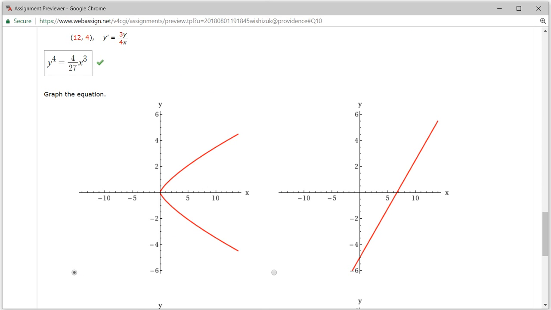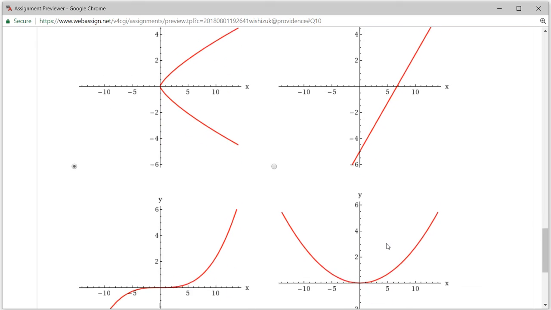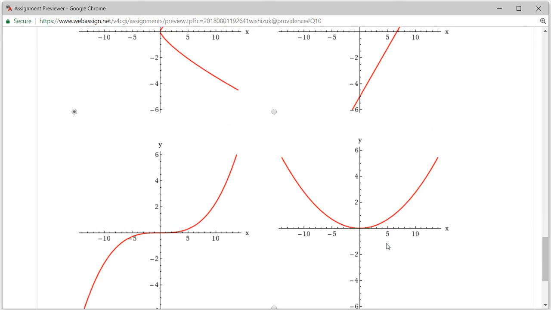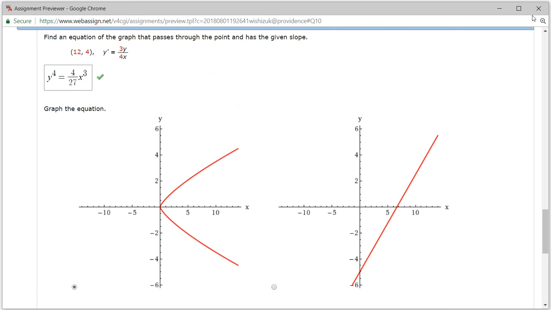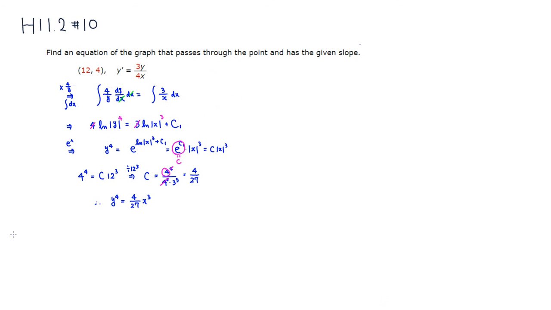All right, let's check the answer. I came back and it looks like we got the correct picture as well. All right, that's it. I hope that this was clear.